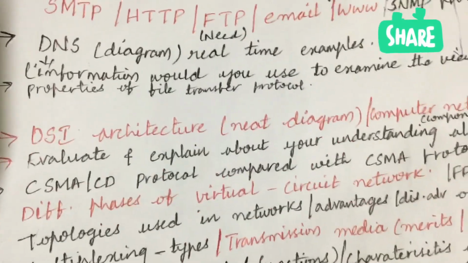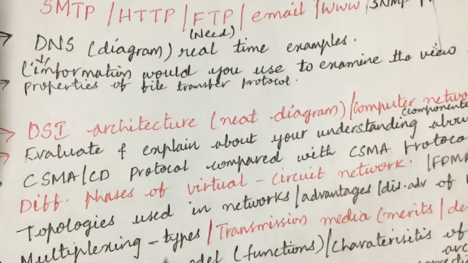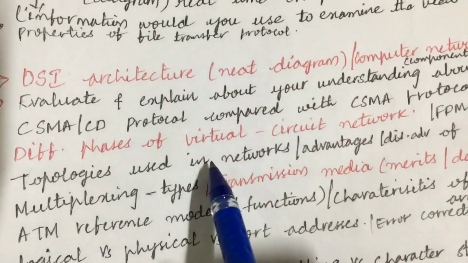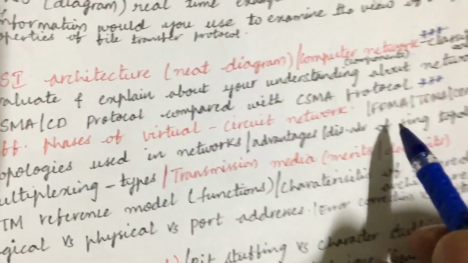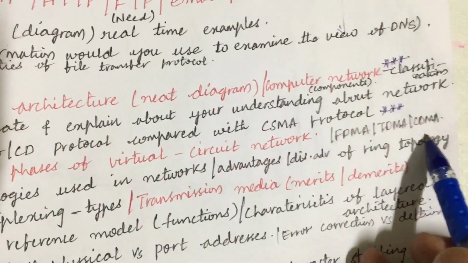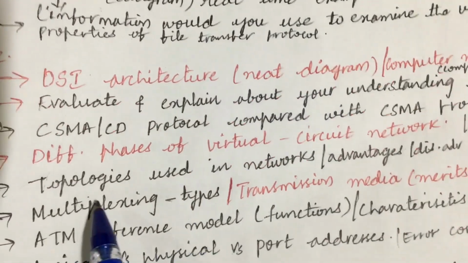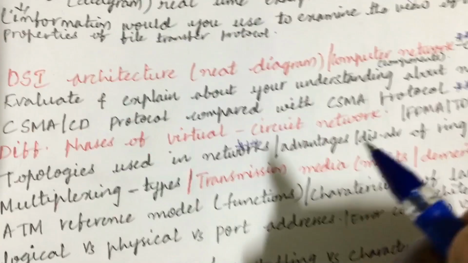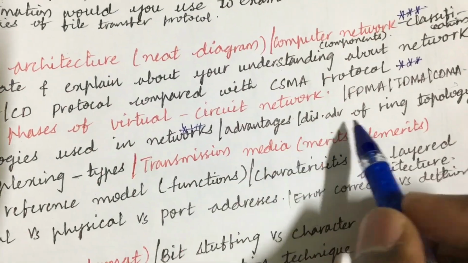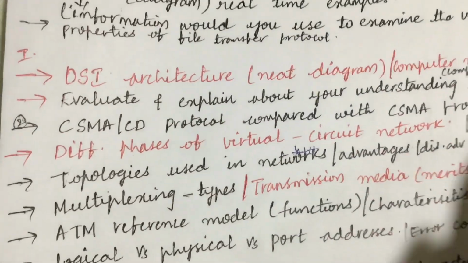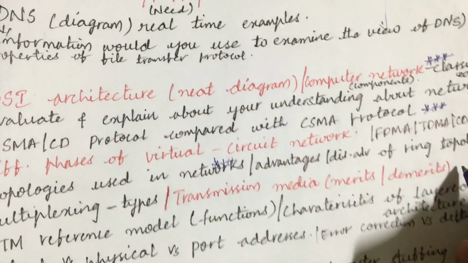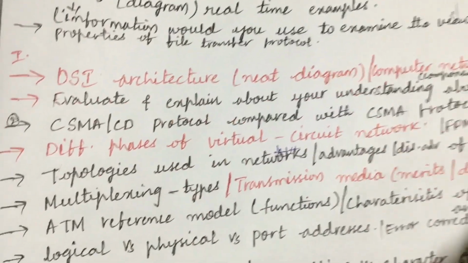Dear students, you cannot expect a direct 15 mark question. It is a combination of 10 and 5, or 7 and 8. Explain the different phases of virtual circuit network as well as FDMA, TDMA and CDMA. Later, topologies used in networks is also one of the gunshot questions which is repeatedly asked, as well as the advantages and disadvantages of ring topology, multiplexing and its types, and transmission media, its merits and demerits. These may also be 7 mark questions.